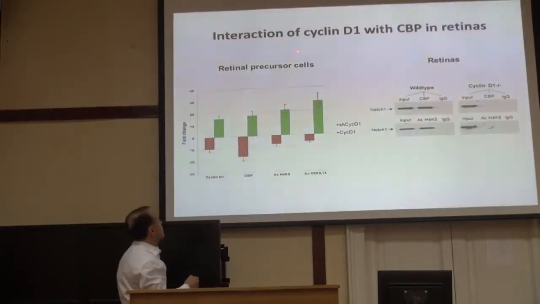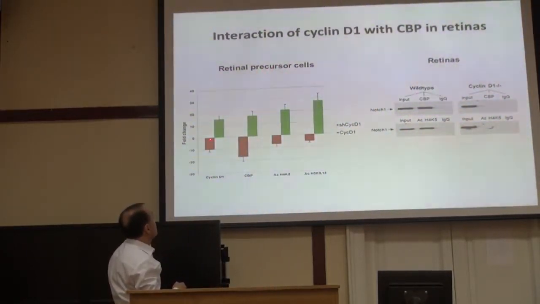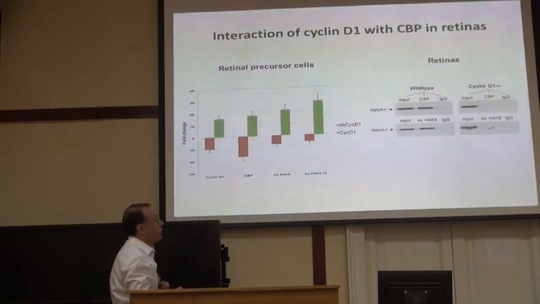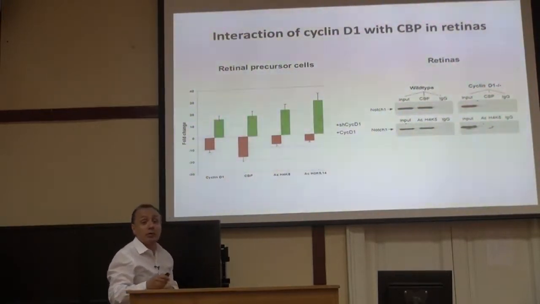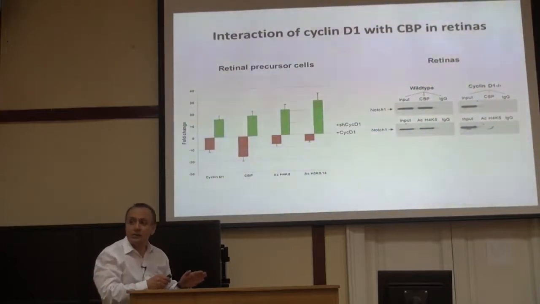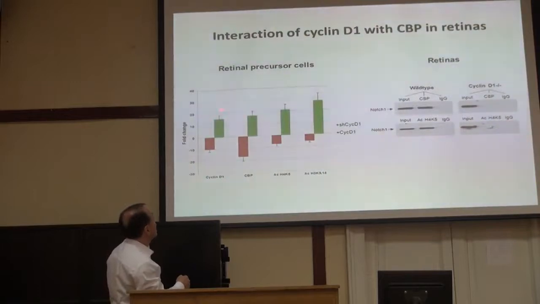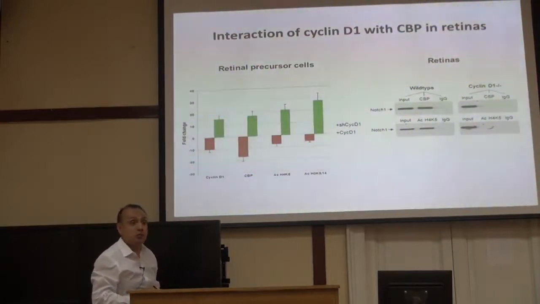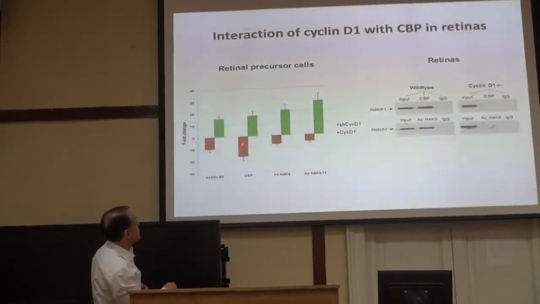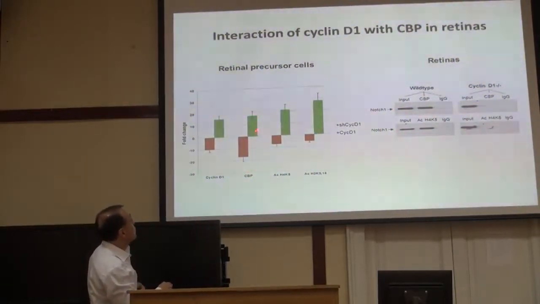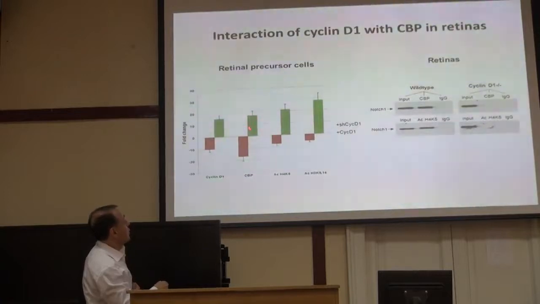So now we do this in retinal progenitor cells. We knock down cyclin D1, or we overexpress cyclin D1, and we look at the recruitment of cyclin D1 to the promoter. Of course, there's no surprise: if you knock down cyclin D1, you have less cyclin D1 at the promoter, and if you overexpress, you have more. This is kind of a control. But here, if you knock down cyclin D1, you have less CBP recruitment, as you predicted. If you overexpress cyclin D1, you have more recruitment.